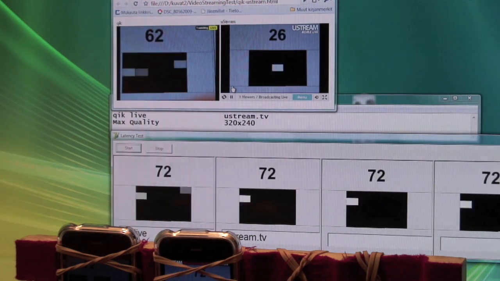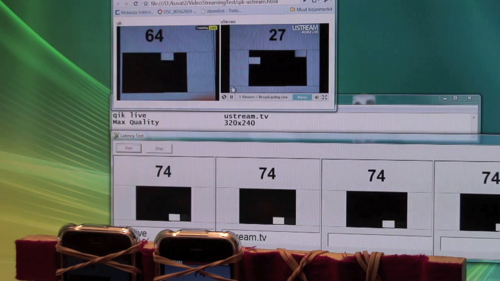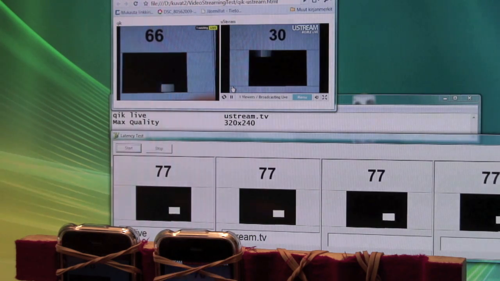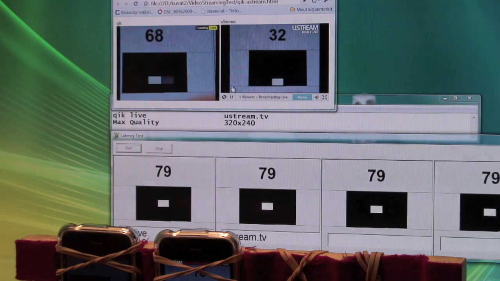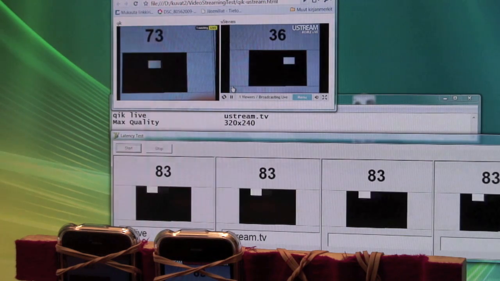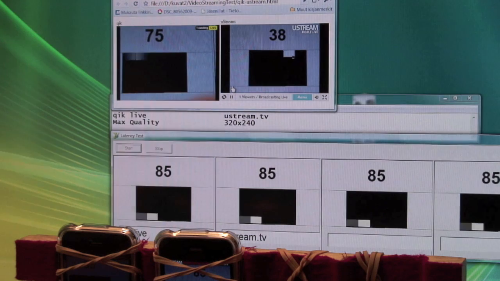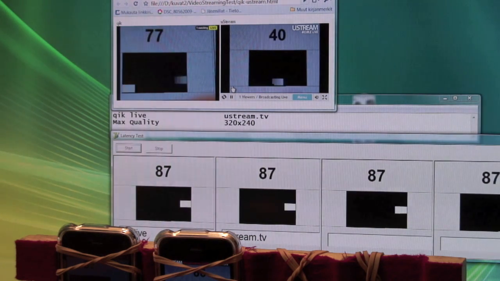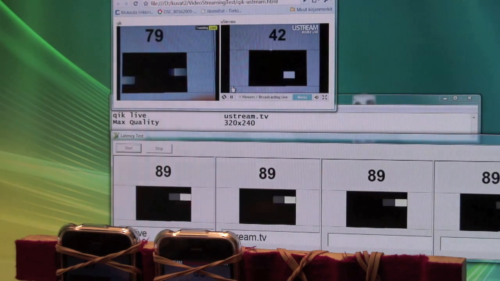USTREAM is okay, and I believe they are in the same resolution. USTREAM is 320 by 240, and Quick Live is at the max quality, and I believe it is the same.